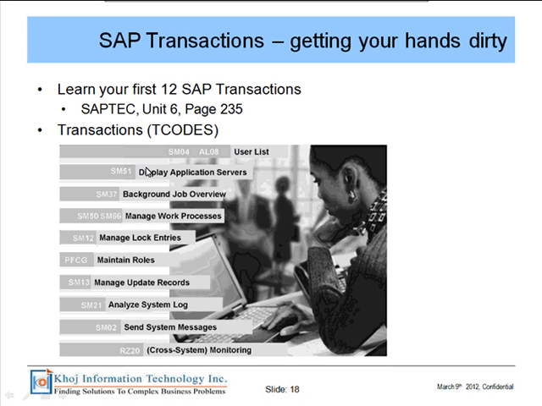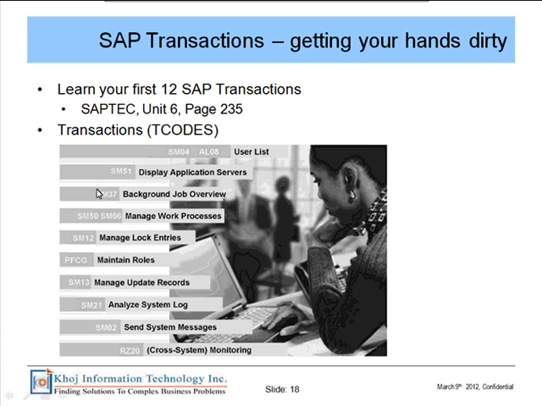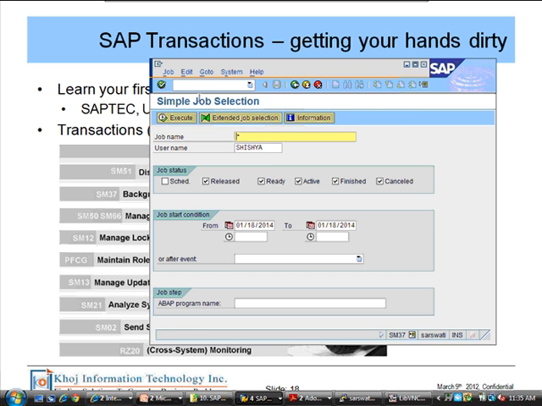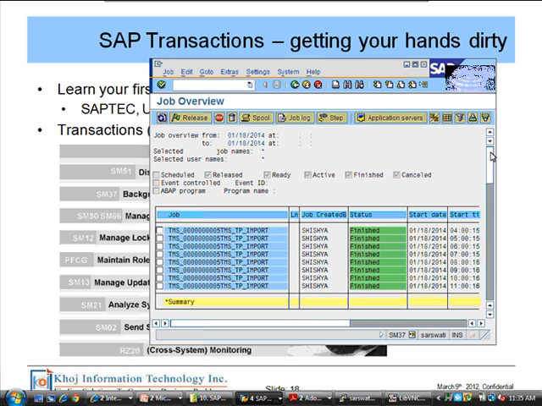Then you got SM51. SM51, as you must have seen, gives you the list of SAP application servers. We showed that to you as well. /nSM51. Application servers, the different application servers, 00 and 02. SM37, you can look at the background jobs. So I can say, show me all the background jobs run by anyone today. These are all the background jobs. Whether they finished or some of them failed, it'll show that as well. In this case, most of them succeeded.